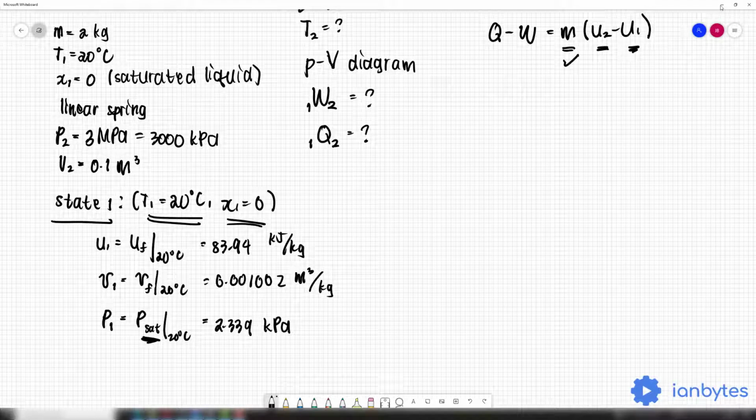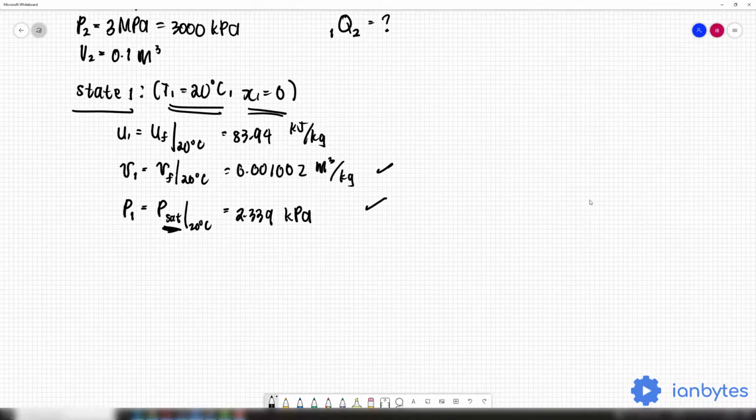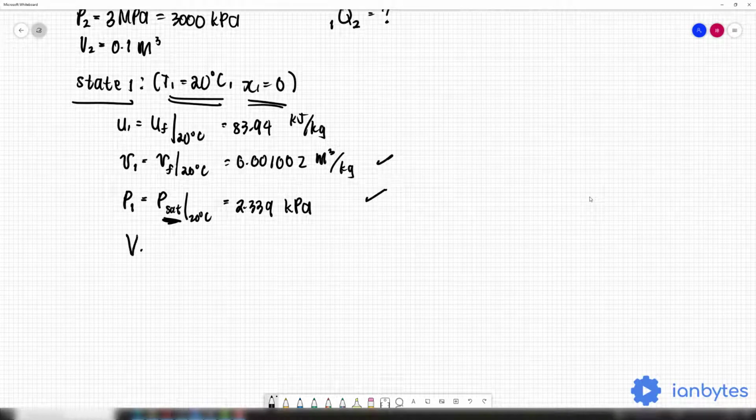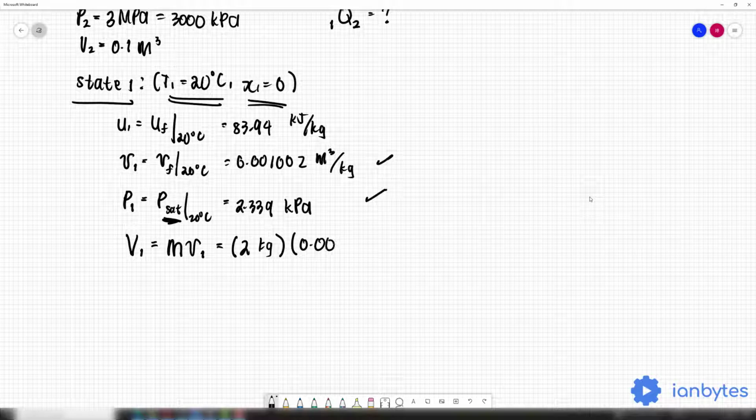Now, why do we need to solve for the specific volume and also the pressure? It's because they are required when we are going to draw the PV diagram. And speaking of the PV diagram, small letter v is just your specific volume, whereas we are looking for capital V, which is your actual volume. So we know the relationship between the actual volume, V1, with the specific volume. That's just equal to the mass multiplied by the specific volume at state 1. And we know that mass is just 2 kilograms, and the specific volume is just 0.001002 cubic meters per kilogram.